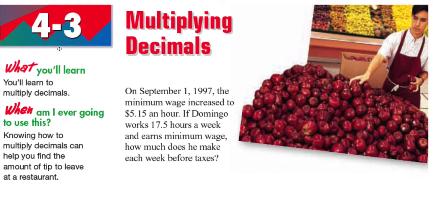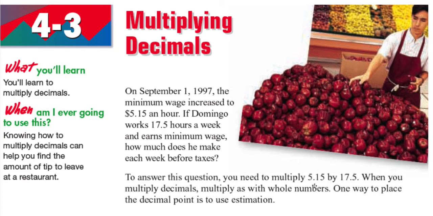In this lesson 4-3, you'll learn to multiply decimals. And when am I ever going to use this? Knowing how to multiply decimals can help you find the amount of tip to leave at a restaurant. On September 1, 1997, the minimum wage increased to $5.15 an hour. If Domingo works 17.5 hours a week and earns minimum wage, how much does he make each week before taxes? To answer this question, you need to multiply 5.15 by 17.5.